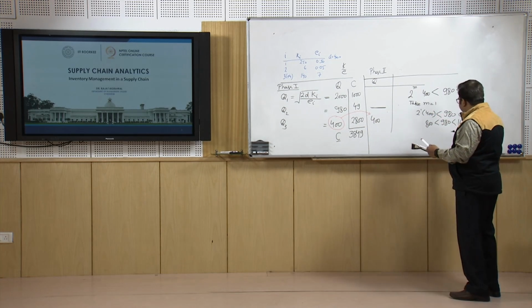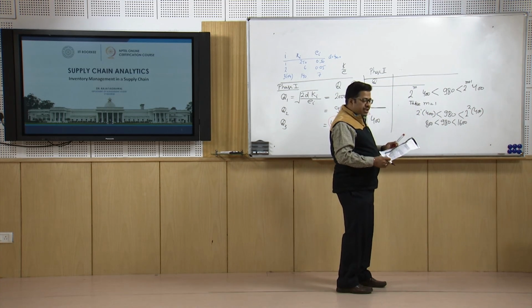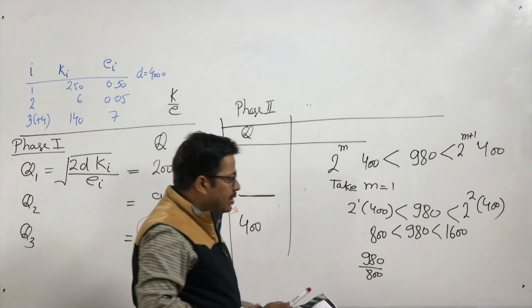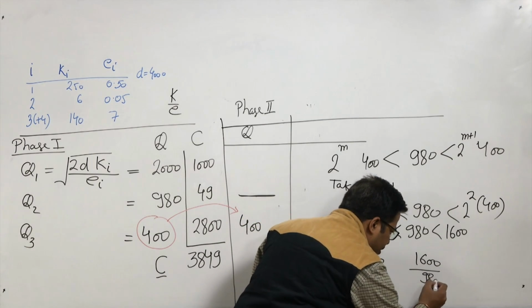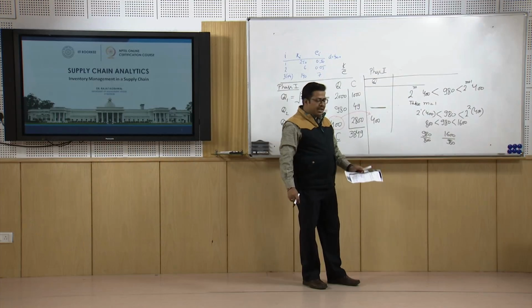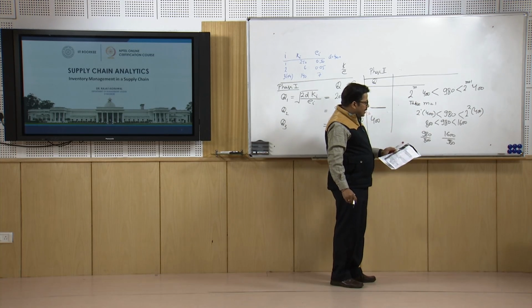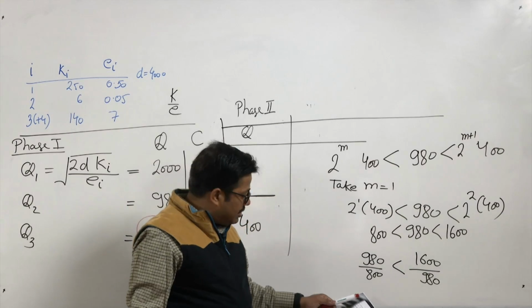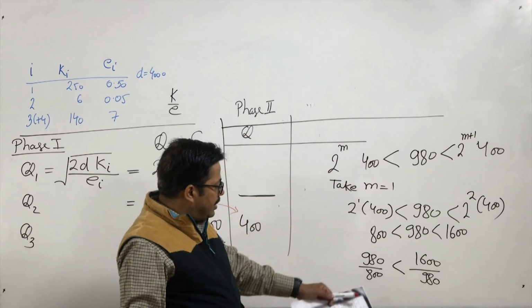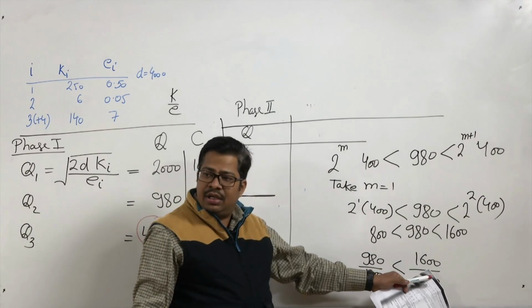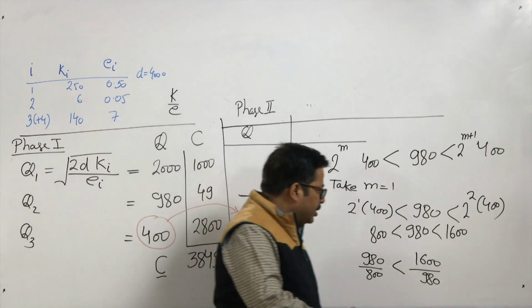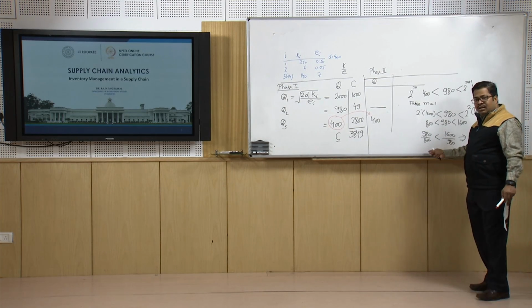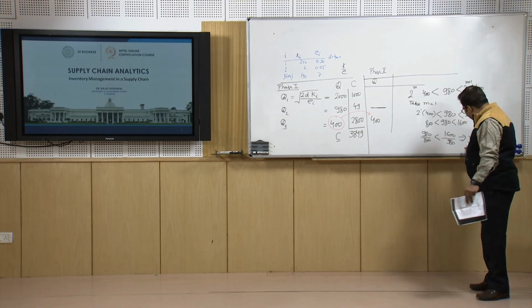So the same concept, I will take the ratios of these quantities. One ratio is 980 upon 800, and the other ratio is 1600 upon 980. Now when you calculate these two ratios, you will see that 980 upon 800 is less than 1600 upon 980. The left hand side is somewhere around 1.1, and this is about 1.7. So the left hand side is less than the right hand side. Whenever the left hand side is less than the right hand side, m equals 1. If it would have been otherwise, if the left hand side were more than the right hand side, in that case it would be m plus 1.